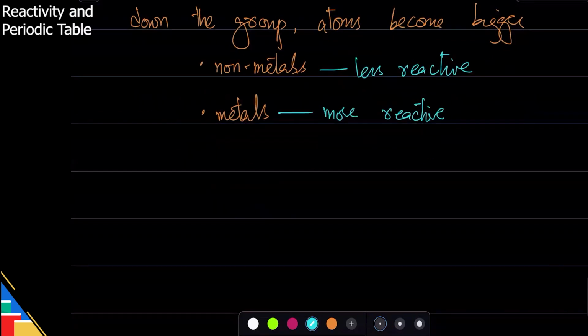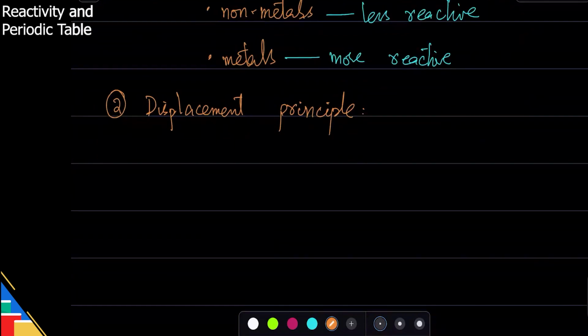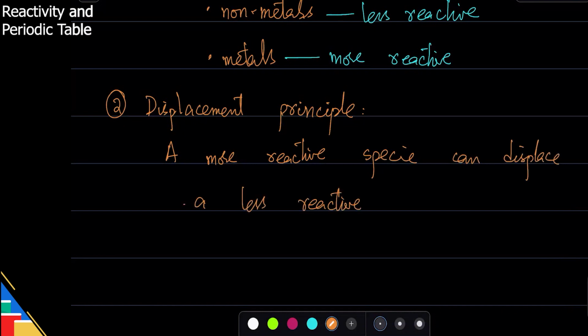That is one thing. The second thing that you should know about reactivity is what we call the displacement principle. The displacement principle says a more reactive species can displace a less reactive species. By species, I mean molecule, electron, atom, it could be anything, it could be an ion.